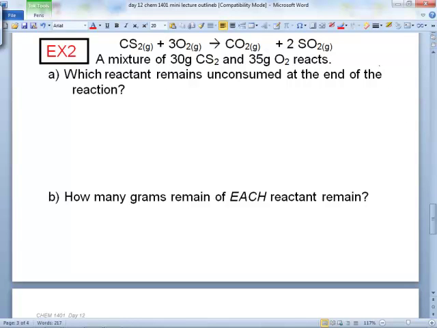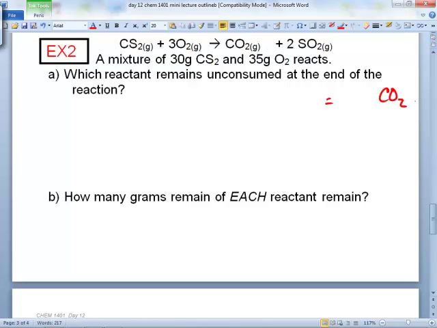So we're all doing the same thing, what product should we pick? CO2? Is that what you said? Pick a product. Either CO2 or SO2. Doesn't matter. CO2. Okay. Let's go to CO2.